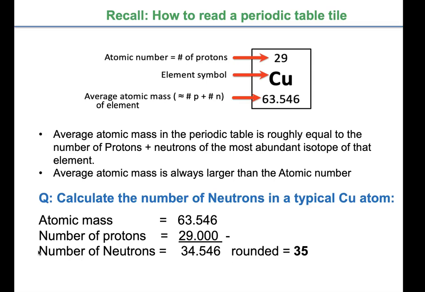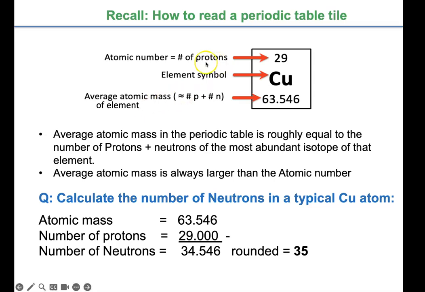First, a review. Recall that in the periodic table tiles, you get two numbers. One is a whole number and one is a decimal number. The decimal number is always larger. It shows the average atomic mass of all atoms in an element. The other number, the whole number, is the atomic number, or the number of protons. And you also get the element symbol in the middle.